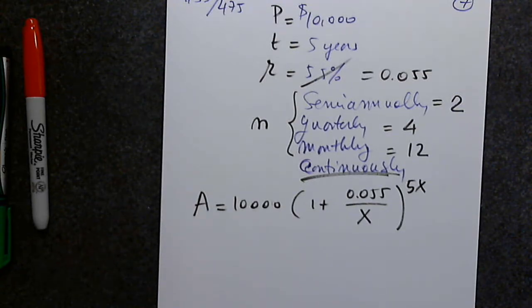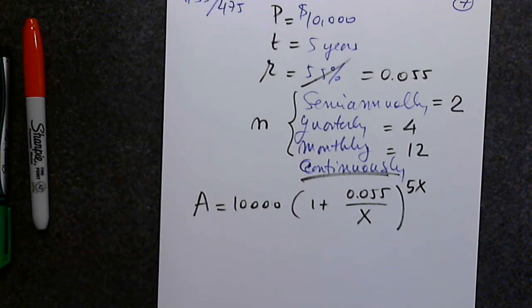And let's punch in 10,000. The reason I put x is because the calculator doesn't have n. Parentheses, 1 plus 0.055 divided by x. Close the parenthesis, power, and in parentheses, 5x. Now, second and table, what do I plug in first?